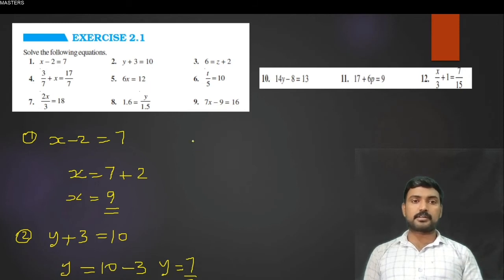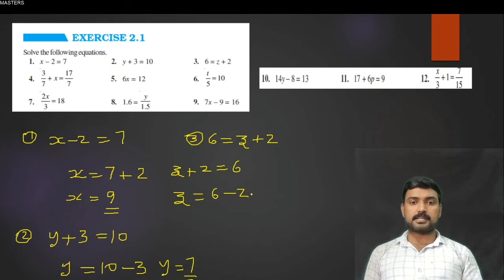Now we are going to the third question. Third question: 6 is equal to z plus 2. Here the variable is z. We have to find the value of z. So we can do one thing. Z plus 2 is on the right side, and that can be written on the left side. So z plus 2 is equal to 6. Now this plus 2 is transposed to the right side, and we will get z is equal to 6 minus 2. Here plus 2 transposed to the right side becomes minus 2. So we know that z is equal to 6 minus 2 is equal to 4. So this is the solution of the third question.